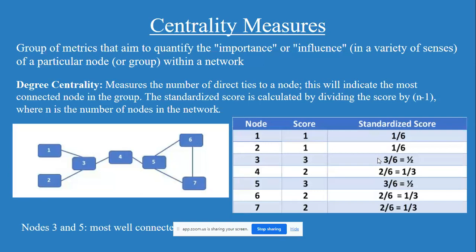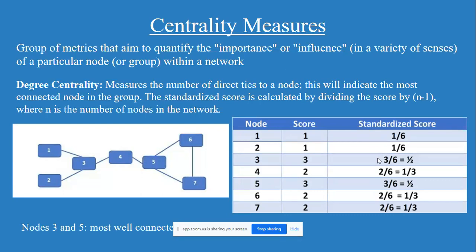Talking about node 1, the score will be 1, which means it is connected only to node 3. Since the total number of nodes is 7 in this network, we are asked to find the standardized score. We divide the score of a particular node by n minus 1, that means 7 minus 1, which is 6. Talking about node 2, node 2 is connected to only node number 3, so the score will be 1, but the standardized score will be 1 divided by the total number of nodes minus 1, which is 6.